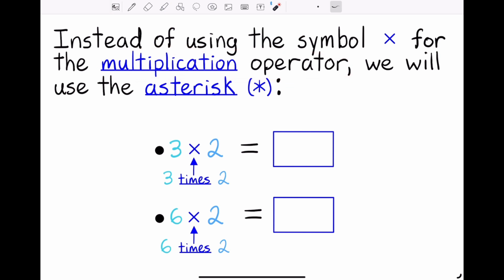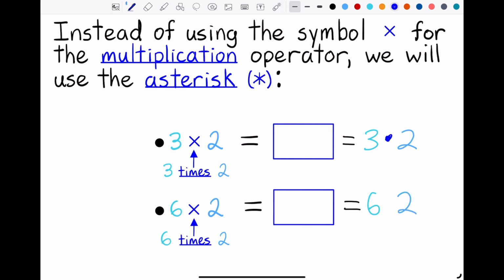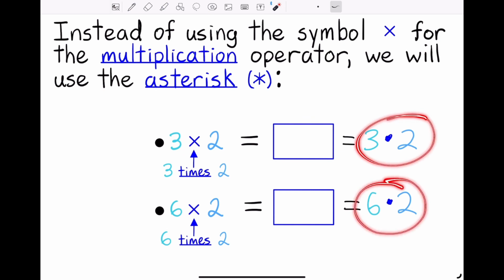As an example, let's go down to our 3 times 2 and 6 times 2. A lot of people use a dot instead of the multiplication sign. So for 3 times 2, we keep the 3 and the 2 the same, but instead of the multiplication sign, we replace it with the dot. And the same thing goes with 6 times 2. Keep the 6 and the 2 the same, and then we replace the multiplication sign with a dot. So this is clear if we had variables.